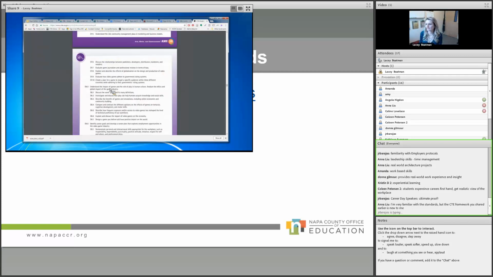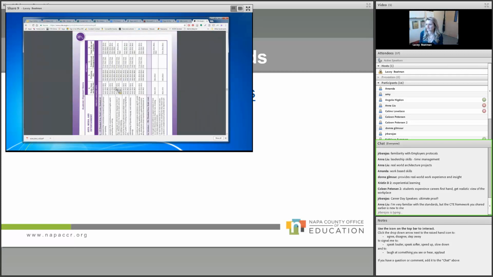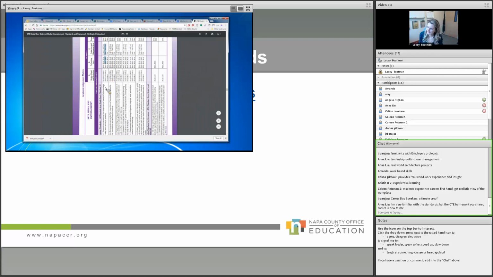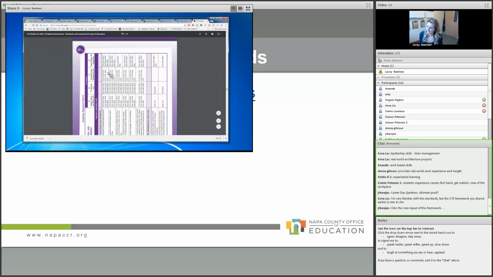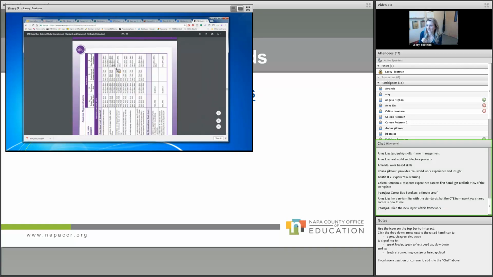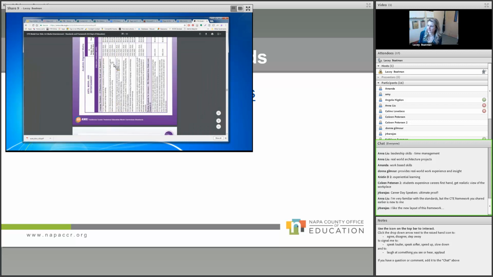And then at the very end of these documents, there's an alignment matrix where it's broken out for us, the CTE standards and how they align to core academic standards. And this is pretty robust, but it captures the main header of a standard. So if I'm looking at D 10.0, it doesn't break down the substandards, but those main standards are listed in how they align to core academic standards.